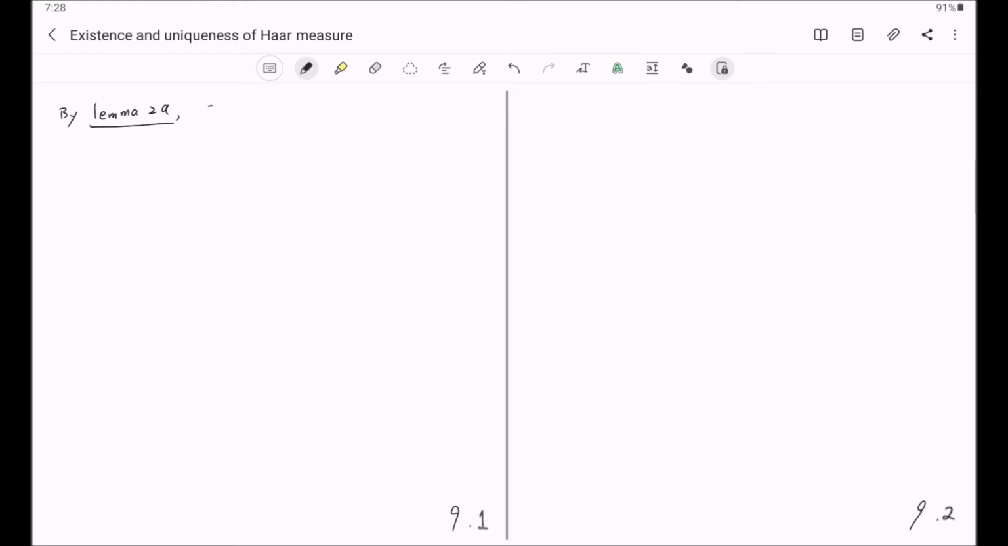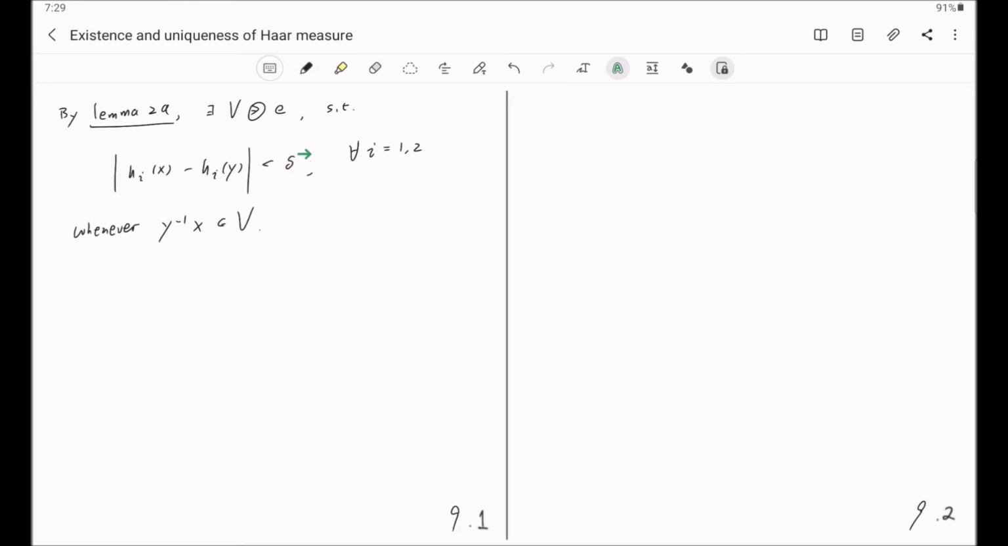there exists an open neighborhood V of e. Remember, I use this notation to denote an open neighborhood of an element, such that the absolute value of h_i of x minus h_i of y is less than delta for any i equal to 1, 2, whenever y inverse x is in V.